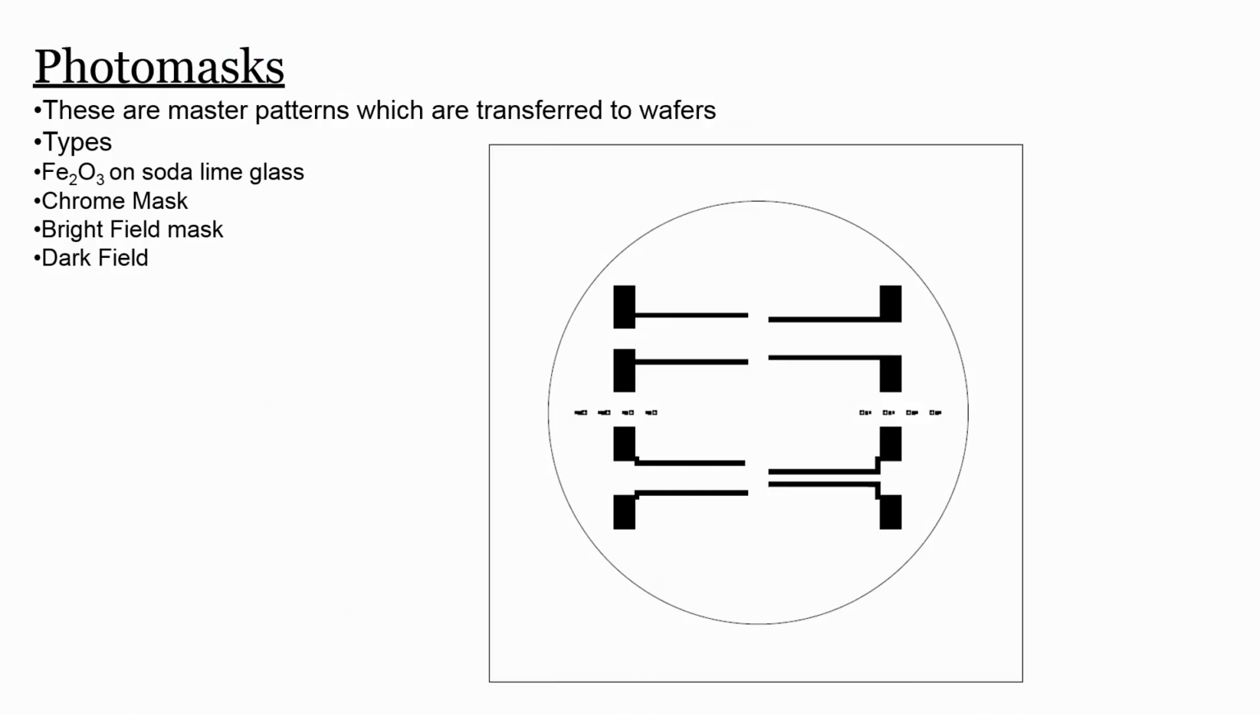We have just seen a few masks, and these are master patterns which are transferred to the wafers. So, when you talk about types of mask, we have Fe2O3 on soda lime glass, and we have chrome mask. These are two different materials, while the masks can be classified as bright field mask or dark field mask. This is an example of a bright field mask. Okay, guys.